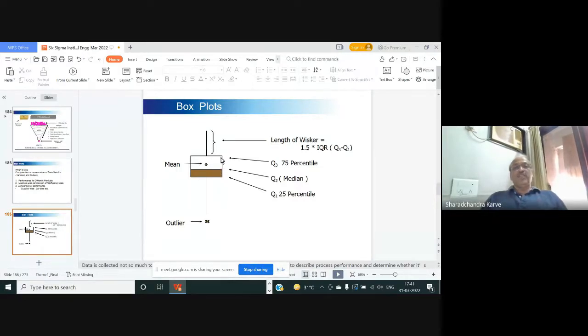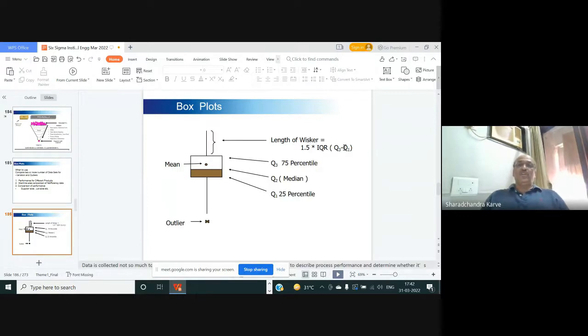If the box is very symmetrical, then you can say the process is uniformly distributed and it is normal. Now, in this case, what is happening? Your mean is different from the median. That clearly indicates your process is not normal. So from a box plot, you can understand whether my process is normal or not. Then there are other lines called whiskers.